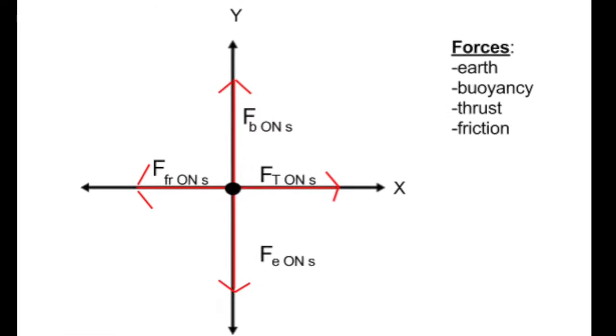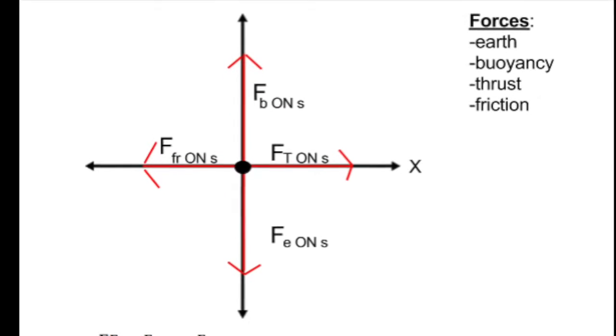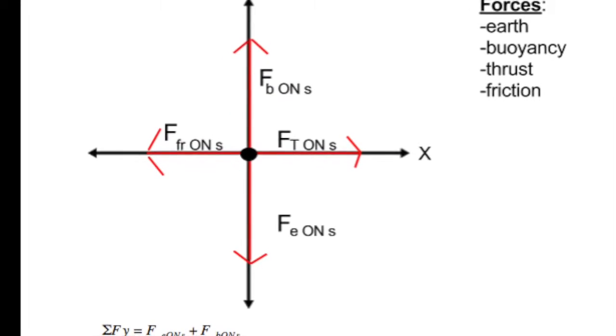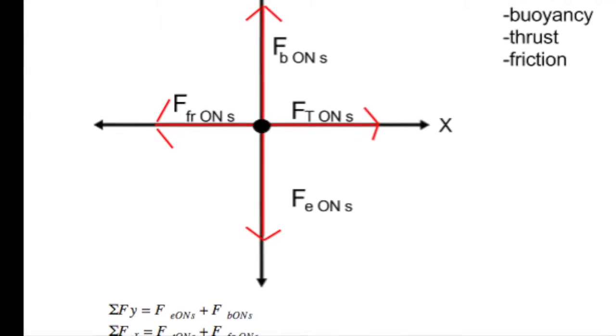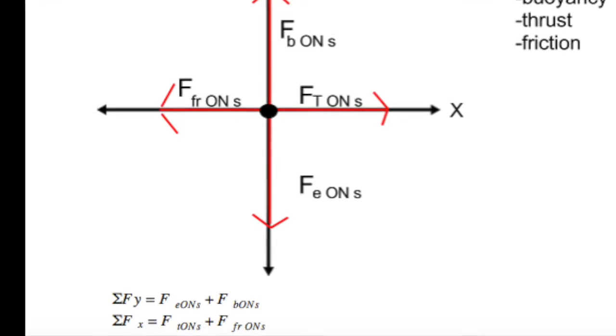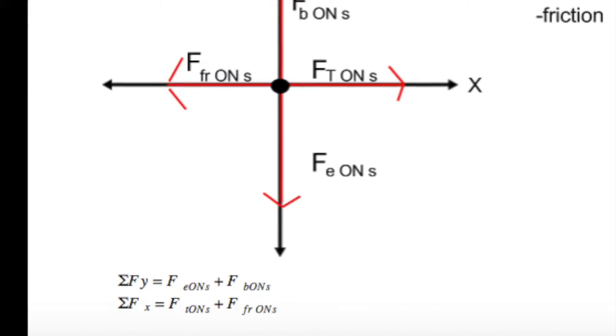So, the forces acting on the swimmer in the y direction are the force of buoyancy pushing up on the swimmer and the force of earth pushing down on the swimmer. The forces acting in the x direction are the force of friction on the swimmer and the force of thrust on the swimmer. The forces are equal because the swimmer is moving at constant velocity.